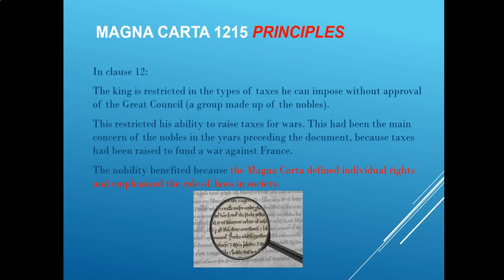Now, moving on to some specific clauses of the Magna Carta, we're going to be looking at clause number 12. The king is restricted in the types of taxes he can impose without approval of the Great Council, a group made up of nobles. So this in itself already limited the king because he could not go out and randomly place taxes on anybody unless he actually got permission. This restricted the king's ability to raise taxes for wars. This actually had been the main concern of the nobles in the previous years because taxes had been raised to fund a war against France. The nobility benefited because the Magna Carta defined individual rights, and emphasized the role of law in society.